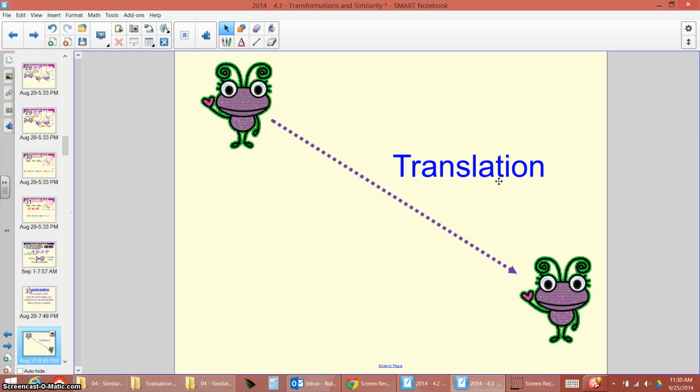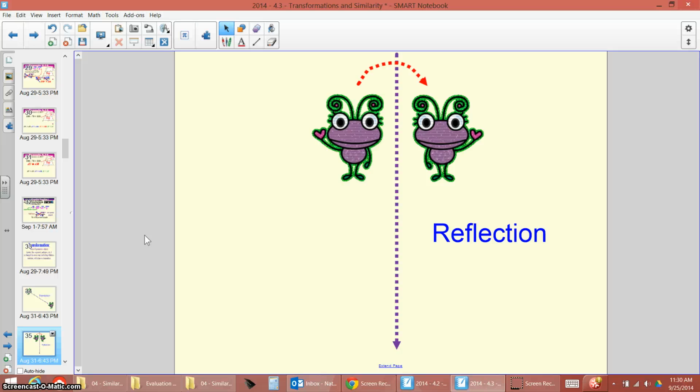So a translation is when I take a shape and nothing else has changed. All I've done is slide it across the board. It's called a slide or a glide or a translation. The point is that it doesn't change at all.